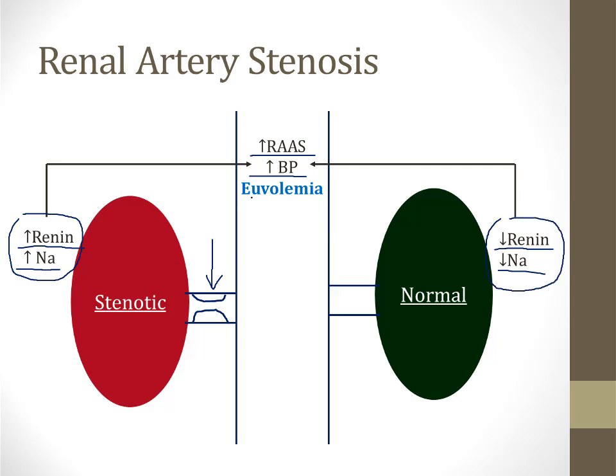The result is that the patient will be euvolemic. However, the renin-angiotensin-aldosterone system remains elevated. The normal kidney cannot completely compensate for the increased renin secretion by the sick kidney, and therefore hypertension remains. And it's very important you understand this slide.